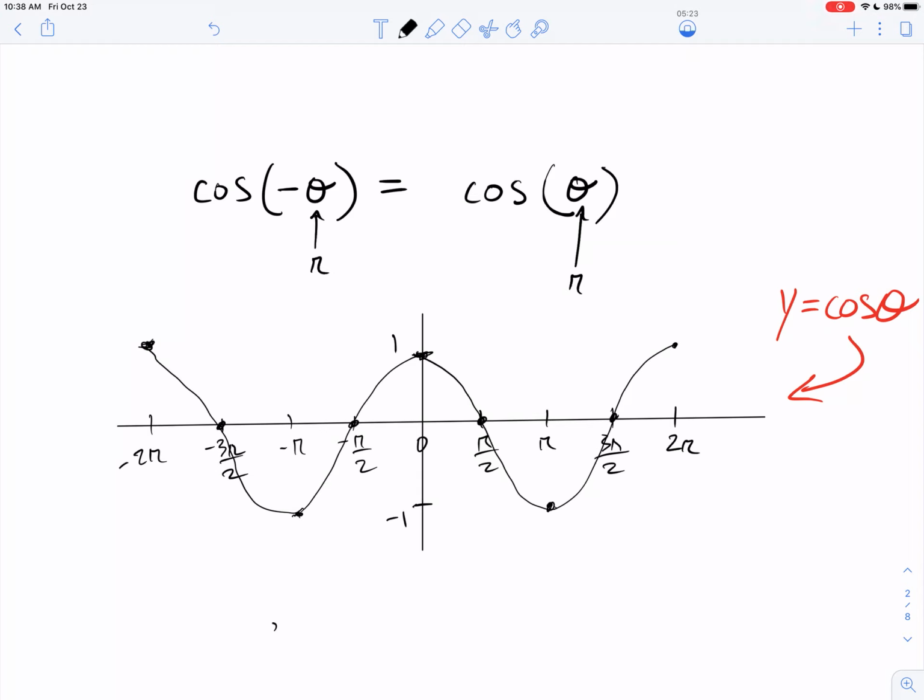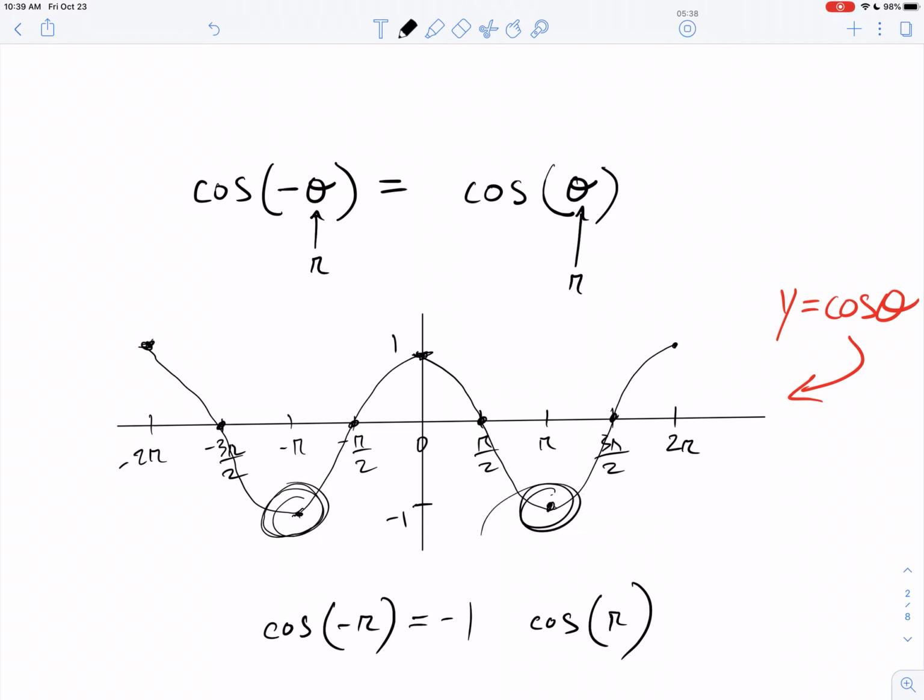So if I took the cosine of negative pi, that would give me an answer of -1. What happens if I take the cosine of just regular pi? I'd also get -1. These two are the same exact answer. And it doesn't matter which angle I pick, it would still be valid. I just happened to grab that one.